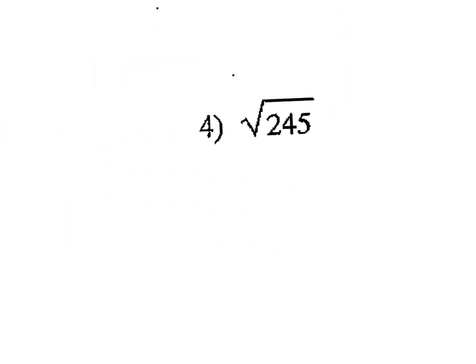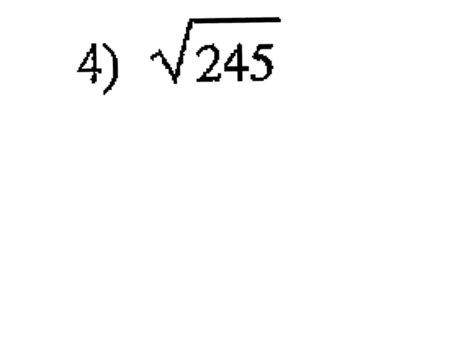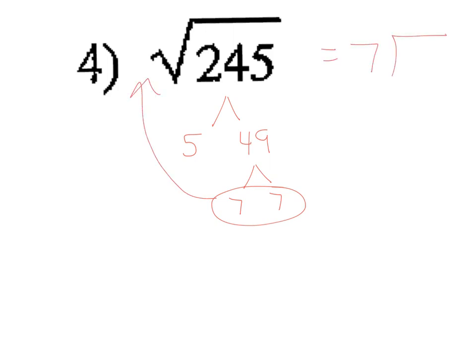Okay, let's try number 4 here. I know it's divisible by 5 because it ends in a 5. So I've got 5 and 49, and 49 will break into 7 times 7. Again, we're going to pair up the 7s and move them out. So I have a pair of 7s on the outside, and then I have this poor little 5 who didn't have a buddy. He's stuck on the inside. So 7 root 5 is my answer there.